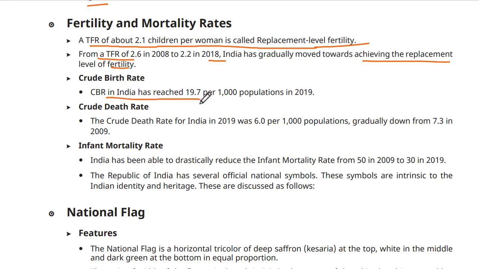Crude birth rate. The crude birth rate in India has reached 19.7 per thousand population in 2019. The crude death rate of India in 2019 was 6 per thousand population, gradually down from 7.3 in 2009. Infant mortality rate. India has been able to drastically reduce the infant mortality rate from 50 in 2009 to 30 in 2019.